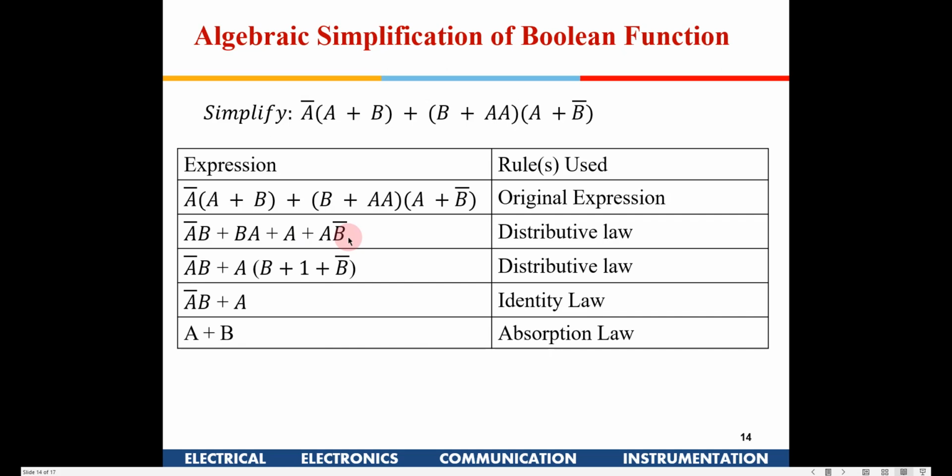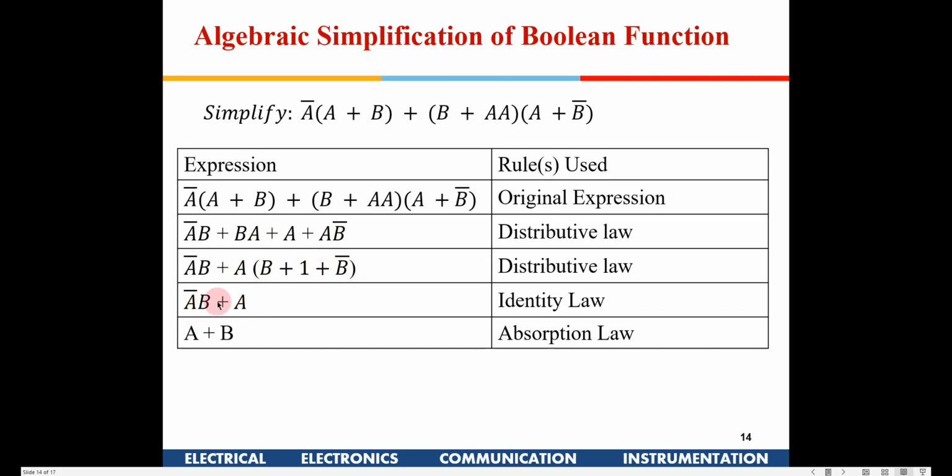Now once you get this expression, in these three terms A is common, so I take A common. So I have B or 1 and B. Since you have an OR 1, this entire thing becomes an A. Now you write A bar B plus A.